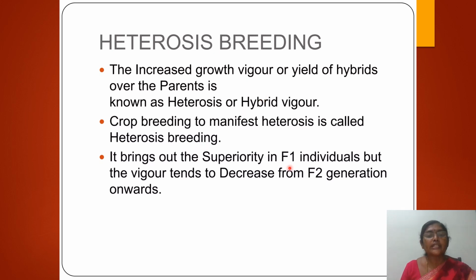The next one is heterosis breeding. The increased growth vigor or yield of hybrids over the parents is known as heterosis or hybrid vigor. That is, the plant shows abnormal phenotype or abnormal growth, then it is called heterosis. So it is very much useful in leafy vegetables, that is for greens. Through this method, if we get large sized greens, then it will be very much useful. Crop breeding to manifest heterosis is called heterosis breeding. It brings out the superiority in F1 individuals, but the vigor tends to decrease from the F2 generation onwards.